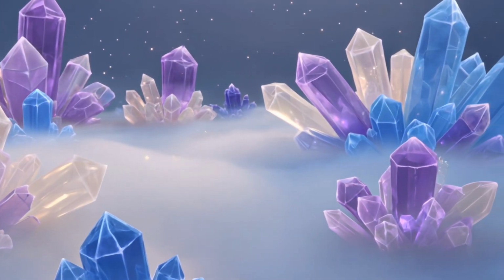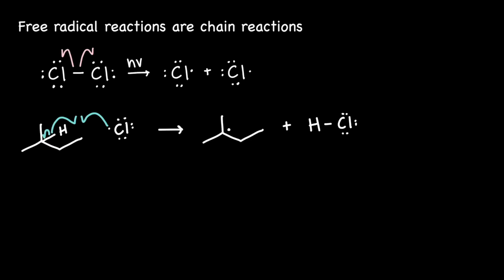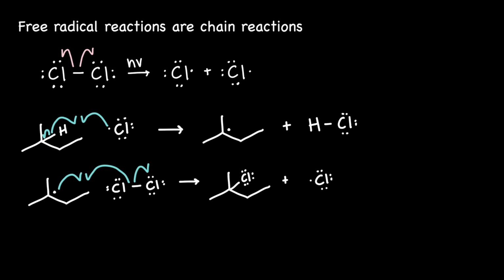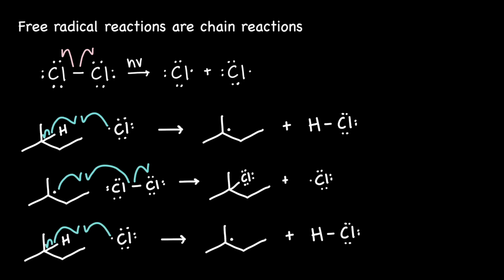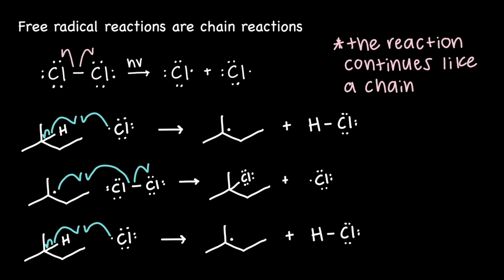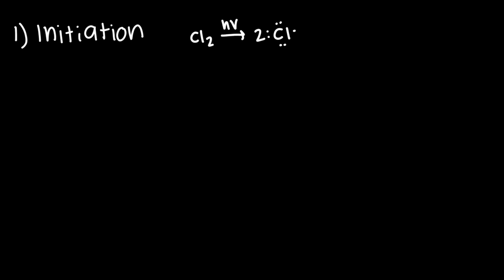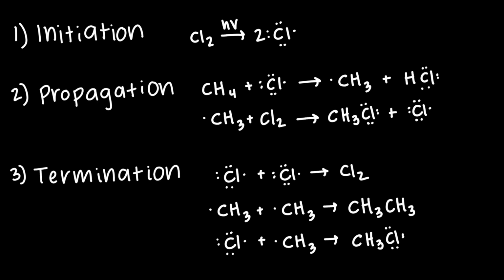Let's start with the big picture. Free radical reactions are chain reactions. That means one radical can create another radical, which creates another radical, which creates another radical. The reaction continues like a chain. Because of this, free radical mechanisms are divided into three stages: initiation, propagation, termination.